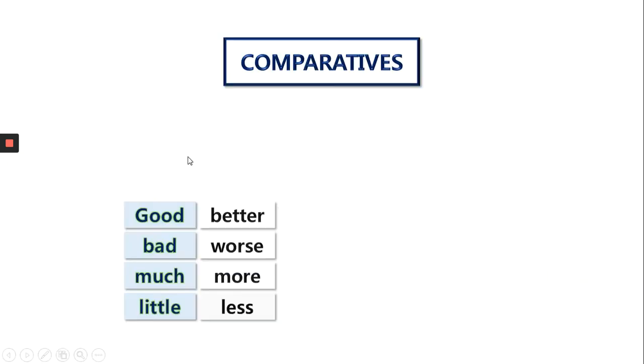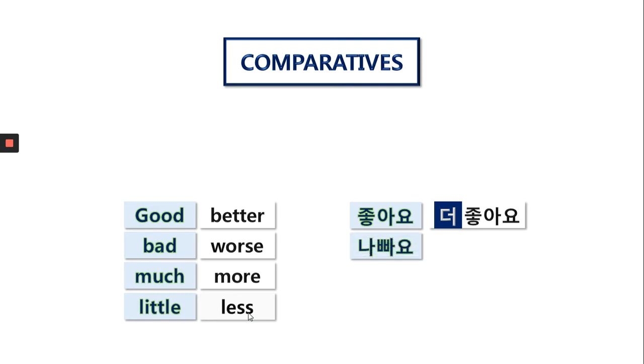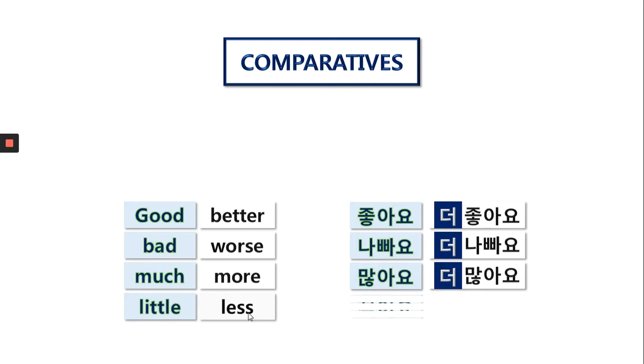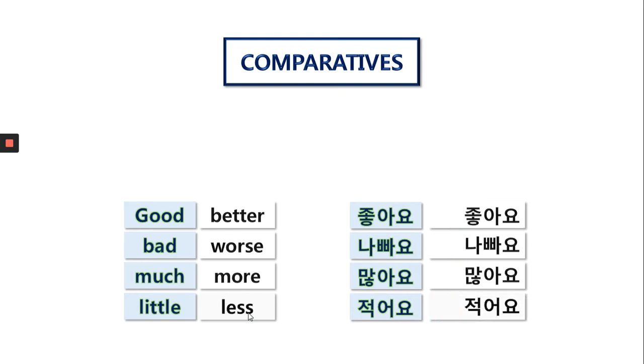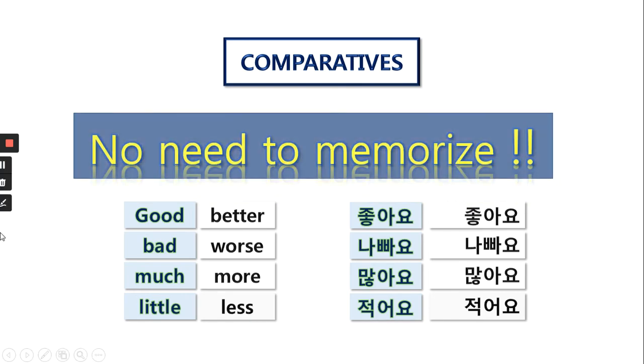Comparatives are irregular in English: good, better, bad, worse, much, more, little, less. How about in Korean? 좋아요, good, and better, 더 좋아요. Bad, 나빠요, and worse, 더 나빠요. Much, 많아요, and more, 더 많아요. Little, 적어요, 더 적어요. And I said 더 is optional, so maybe it's the same. There is no need to memorize like this. Yeah, Korean is easy.